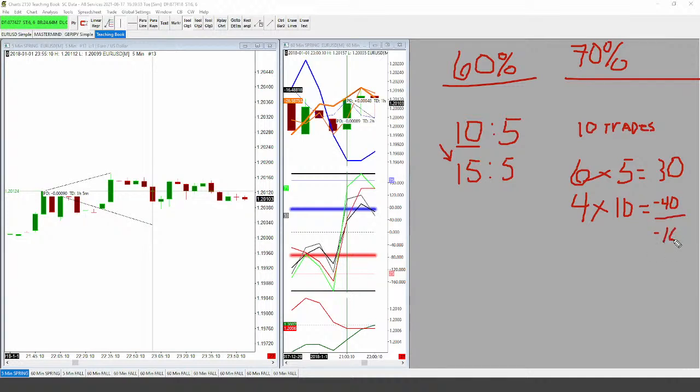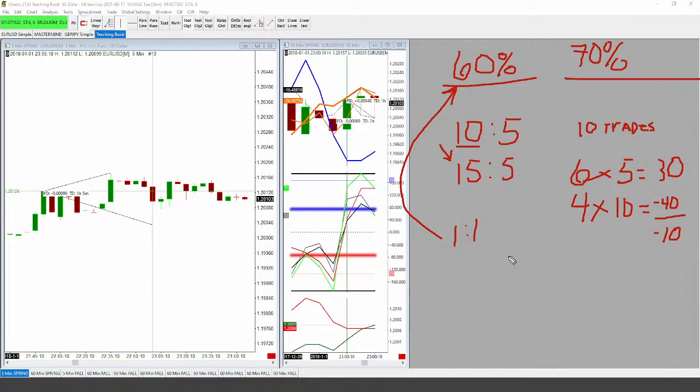Negative 10. It's not because your stop loss was too close. It's because your stop loss wasn't close enough. It's because your take profit wasn't more, right? It's one of those. You've got to have a 1.5 to 1, let's just say to be safe, a 1 to 1 risk to reward ratio for a 60% win rate.